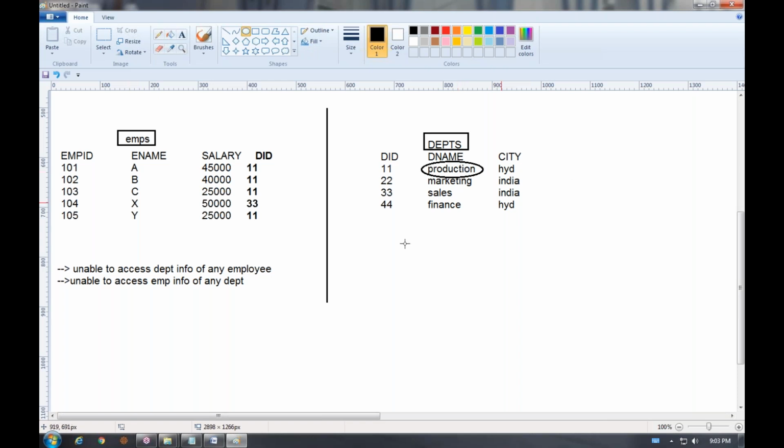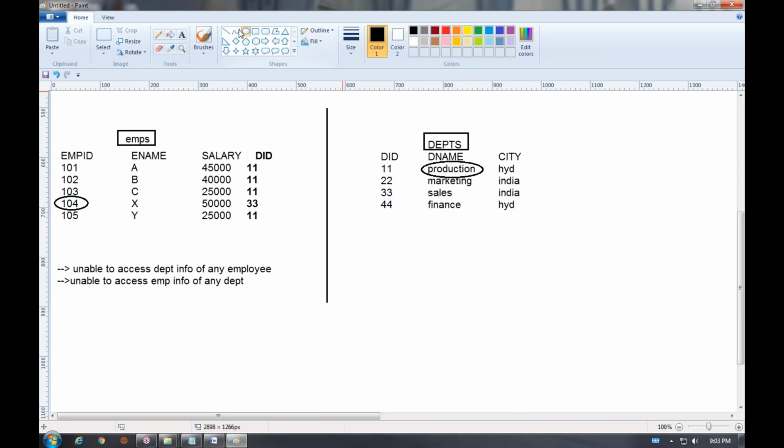Similarly, one more example. See, what is the department name of 104? He is working under sales. So we are not missing any data if there is a relation. If there is no relation, we are missing the data.